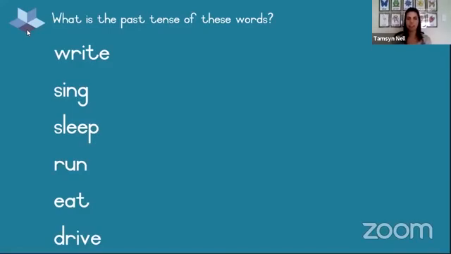Okay, so we're going to go through the answers. Let's see. So we have the first one is write, and the past tense is wrote. There's the correct spelling. Next one is sing, and the past tense is sang. Okay, so all that happens actually in that one and the top one is one letter is changing. So the I in sing changes to an A. And with write, the I in write changes to an O sound.